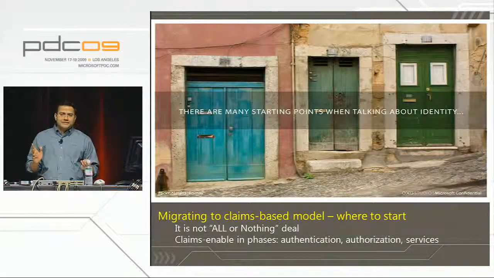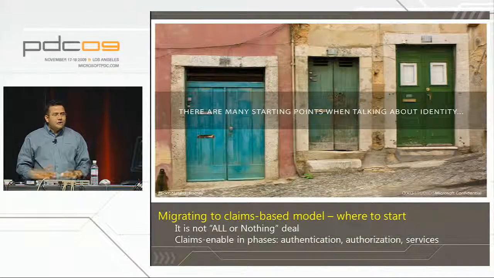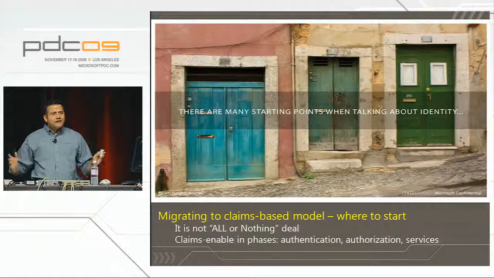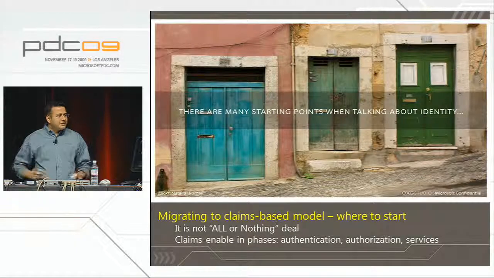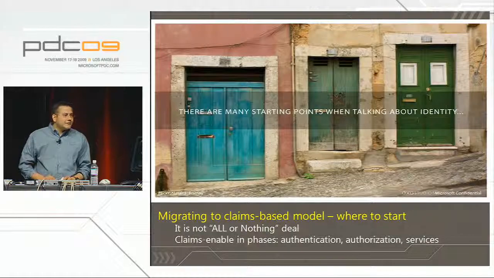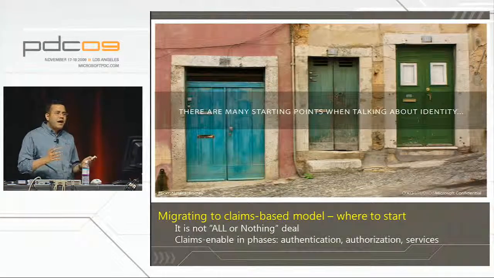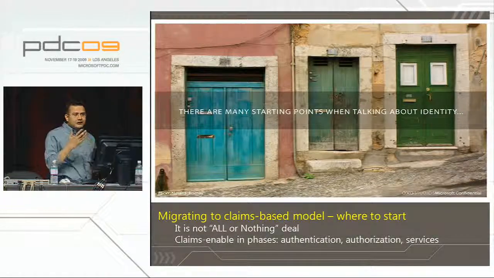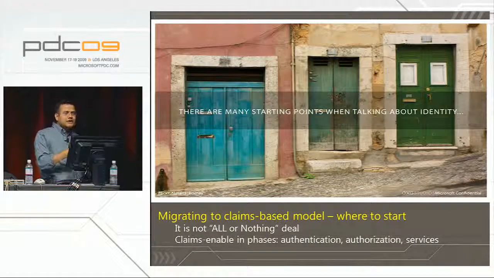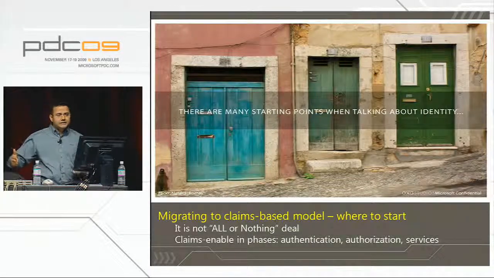The very first question we asked ourselves two years back was, where do we start? We have this gigantic SharePoint application, which is built from 15 years of code. Where do we really start? I'm sure you will have the exact same question as well when you start doing claims-based identity. The answer is there are multiple paths that you can take, so there are multiple starting points to convert to a claims-based identity.